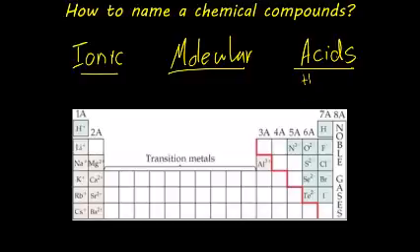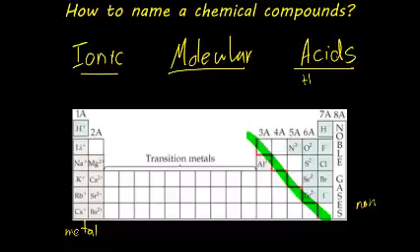Okay, so let's see how to differentiate between ionic and molecular, for example. So from the periodic table here, you'll see that red line, I will highlight it with green, divides the periodic table into two sides, left side and right side. So the left side is metal and the right side is non-metal.